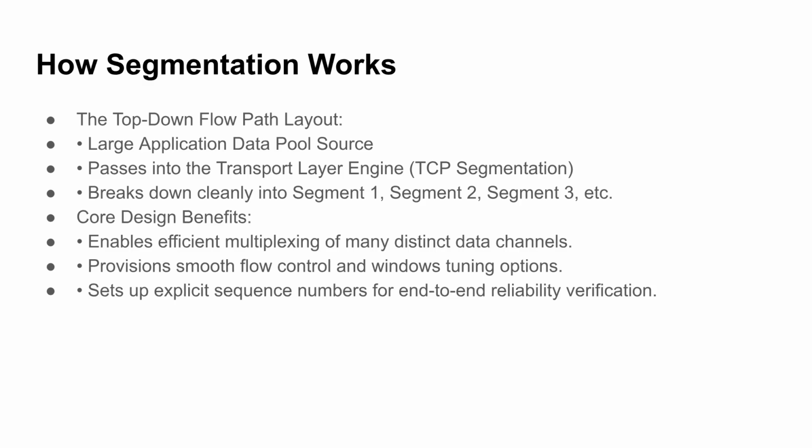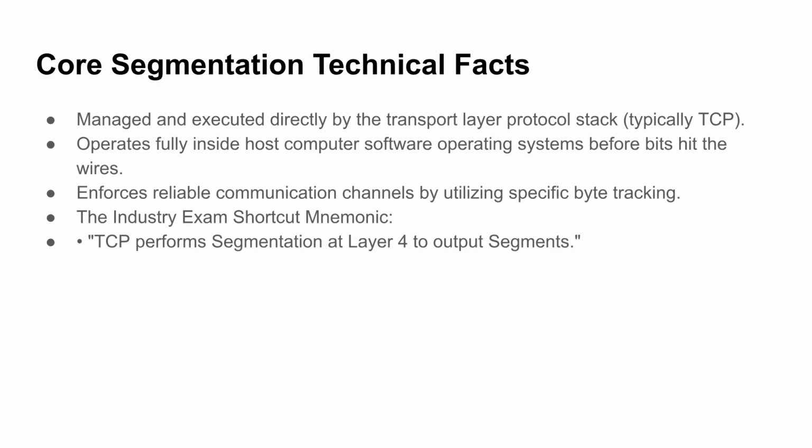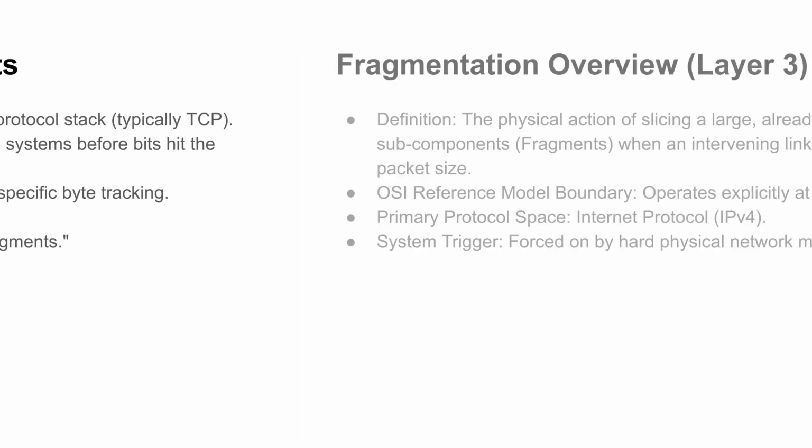Segmentation works by taking raw application data and using a transport layer engine to divide it into ordered segments. This process enables efficient multiplexing, flow control, and uses sequence numbers to ensure reliable end-to-end delivery. To remember the fundamentals, segmentation is managed by the transport layer protocol stack, like TCP, and happens within the host's operating system. A helpful mnemonic is, TCP performs segmentation at layer 4 to output segments.